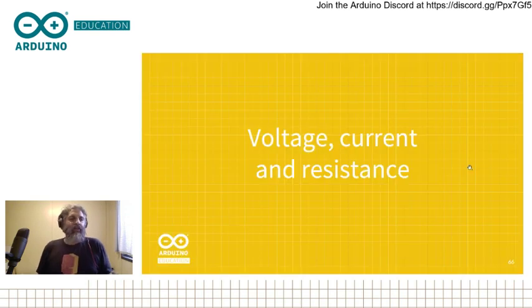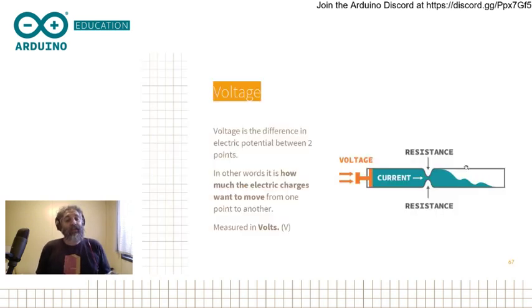Anyway, let's talk about voltage, current, and resistance. What are those friends of ours? And here we have made the classic explanation using liquid as a way to explain what current would represent. So let's take a look at what the slide says here.